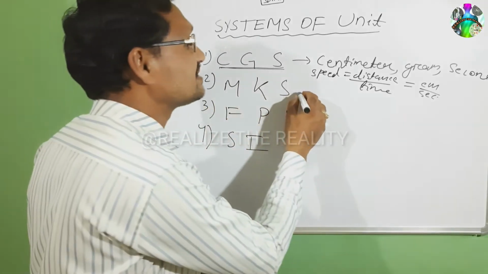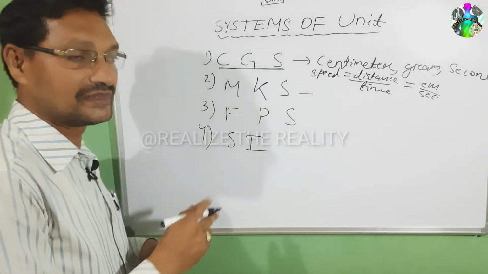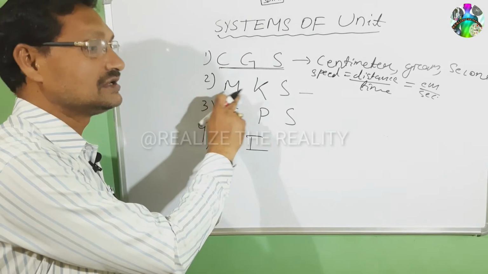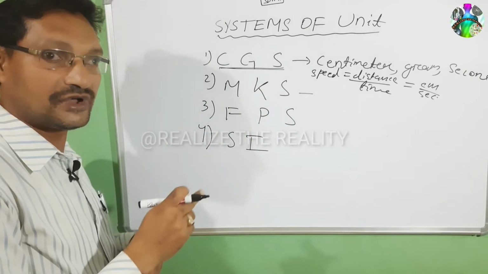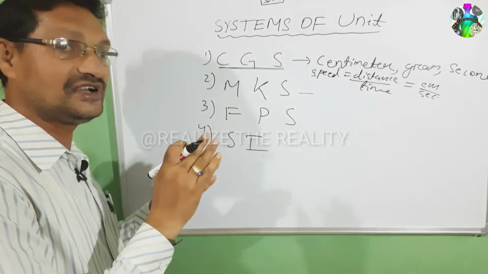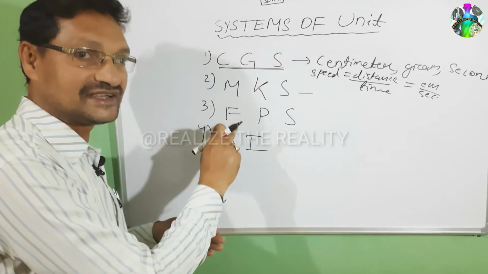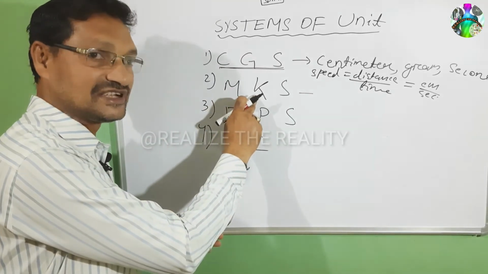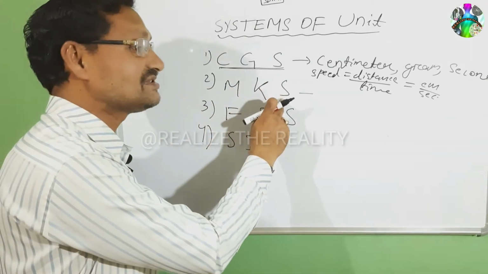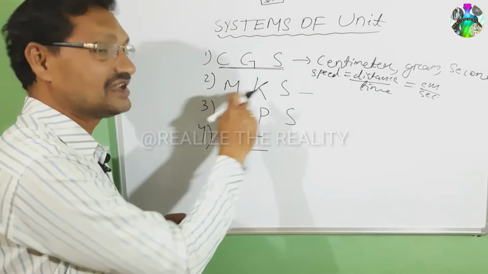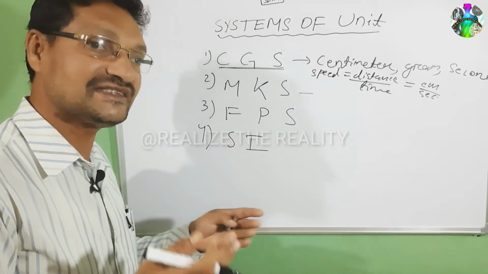The second one is the MKS system. M stands for meter, K stands for kilogram, S stands for second. The three fundamental quantities I said are mass, length and time. Here mass is expressed in kilogram, distance is expressed in meter, and time is expressed in second. Then we can say it is the MKS system, or the metric system.